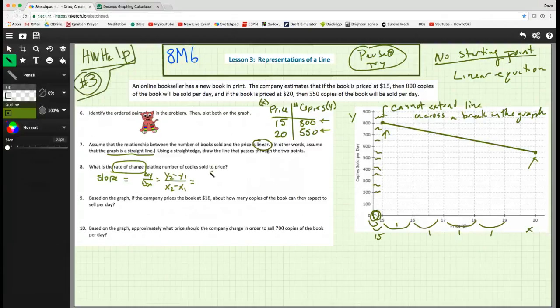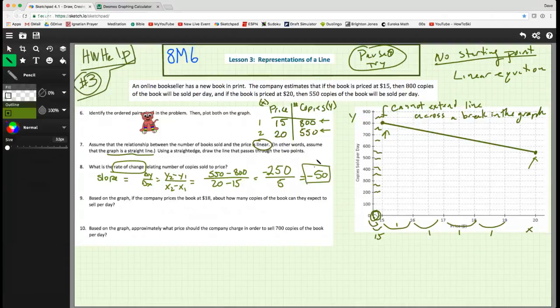So let's find our change in y over our change in x. Our change in y is 550 minus 800 over 20 minus 15. Why did I take the small one minus the big one? Because this is our second point, and this is our first point. So we have to take our y2 minus y1. Our y2 is the smaller number, and here our x2 minus x1, that's the bigger minus the smaller. So we have negative 250 over 5, which is equal to negative 50.